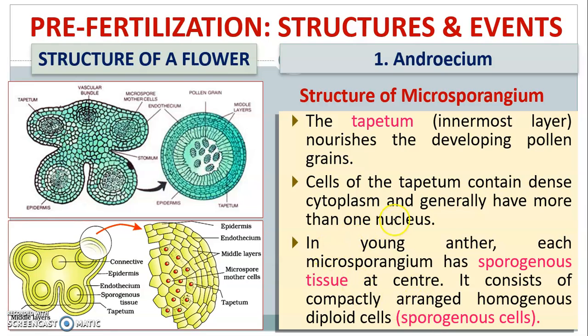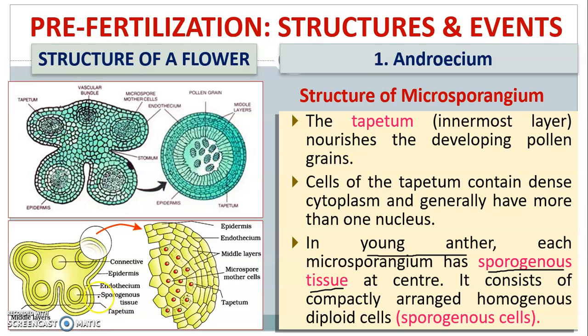Now, the cell of the tapetum. It contains a cytoplasm, and this cytoplasm is very dense, right? And generally, it contains more than one nucleus per cell of the tapetum, right? Okay. So in the young anther, means when the anther is very young, not yet mature, this microsporangium has a very special type of tissue, that is the sporogenous tissue.